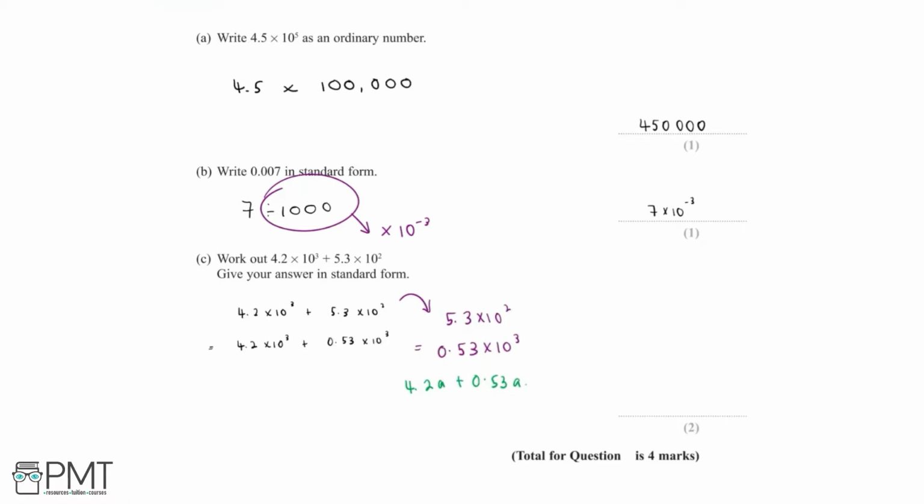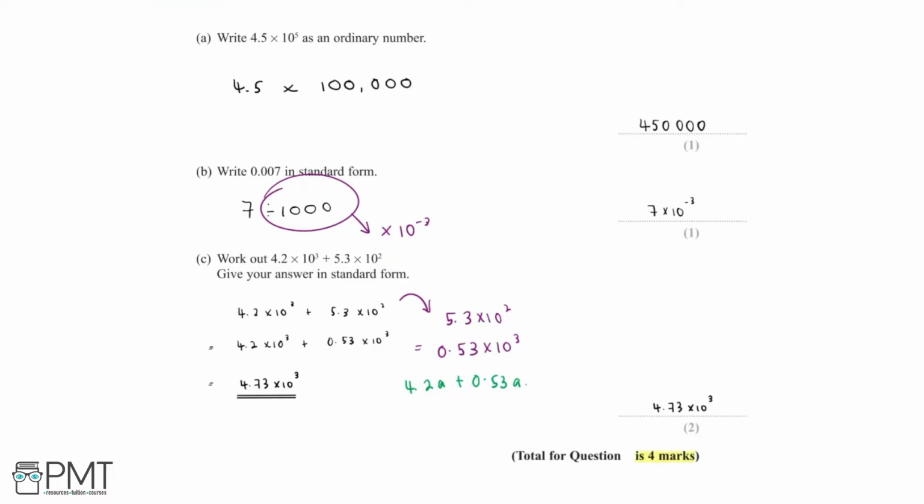And so our original expression can be written as 4.2 times 10 to the power of 3 plus 0.53 times 10 to the power of 3. And now since we have the same power of 10, we can add them up as normal. 4.2 plus 0.53 is equal to 4.73. And so we can say that 4.2 times 10 to the power of 3 plus 0.53 times 10 to the power of 3 is equal to 4.73 times 10 to the power of 3.